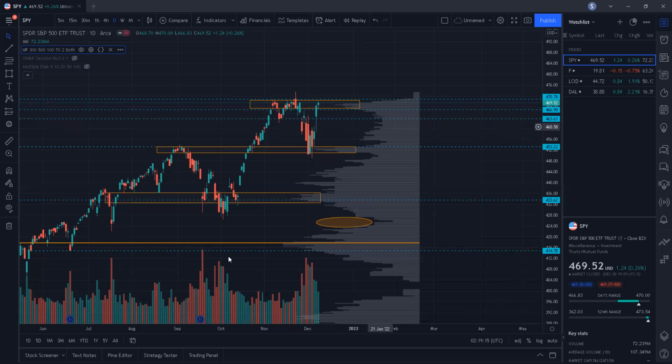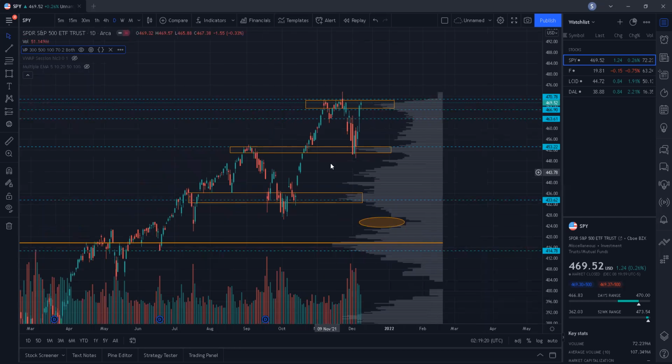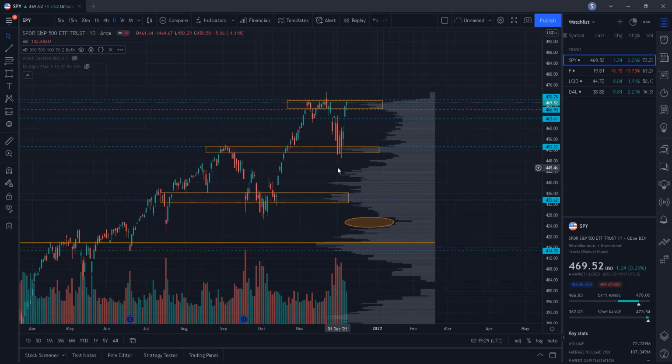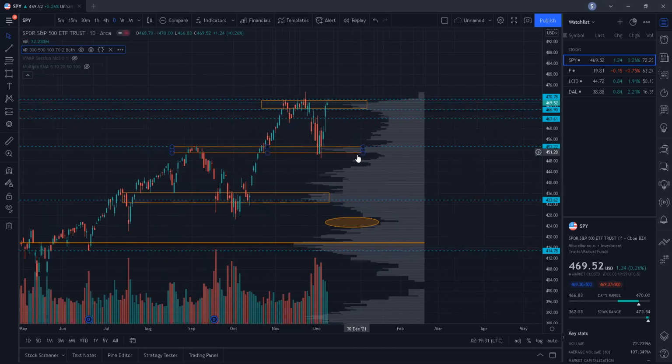So, volume profile is a really great way to determine the strength of support and resistance levels. It's also a great way to determine supply and demand levels. At the end of the day, you don't necessarily need to use volume profile, but it is a great way to determine good levels and good areas to play off of.